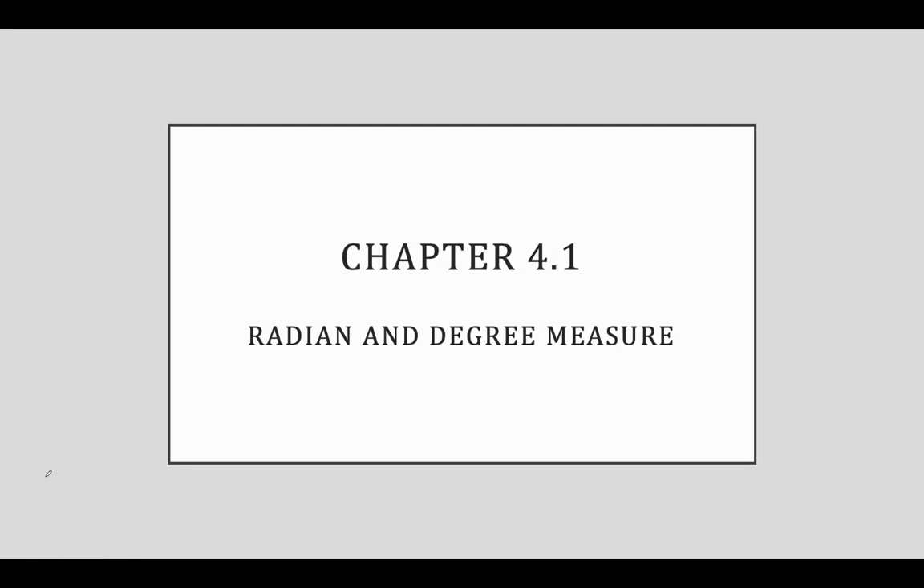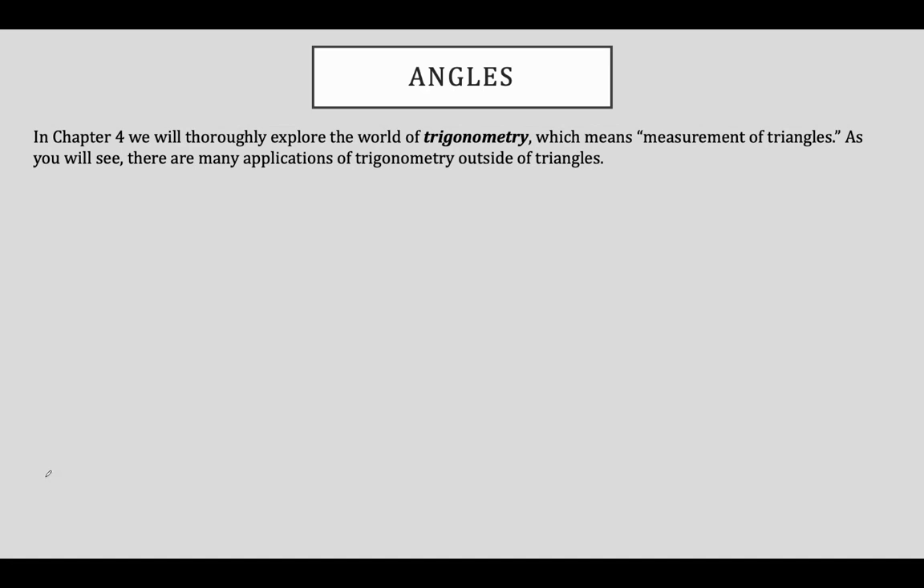All right, everyone, welcome to Chapter 4.1. Chapter 4 is all about studies of trigonometry, all right? So we're talking about triangles, angle relationships, and our 6 trigonometric functions. That's our sine function, cosine, tangent, cosecant, secant, and cotangent functions. So, as we said, exploring the world of trigonometry, measurement of triangles.